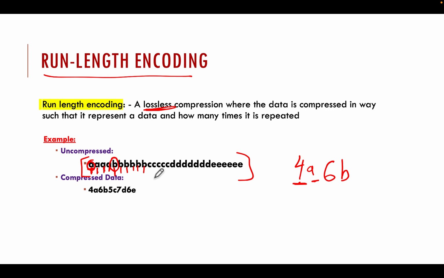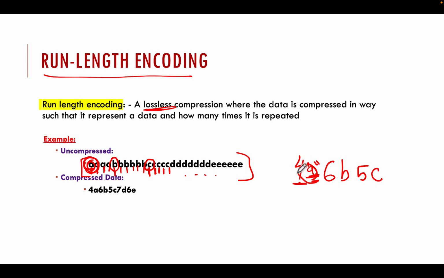If we were to look at the C's, this is a C. Then we have 1, 2, 3, 4, 5. So 5C. And so on. So basically, this run length encoding represents a type of data. What is that type of data? We will say it's an A. It can be an integer. It can be a string. As we see here, A is a type of string. It can also be an integer.